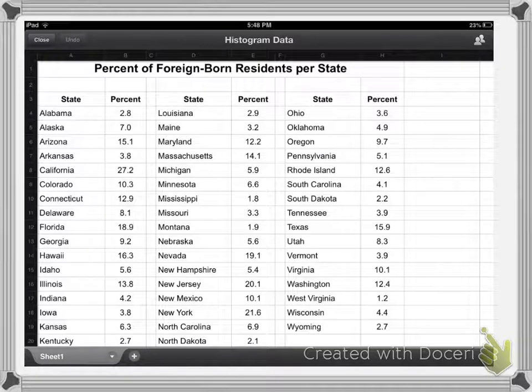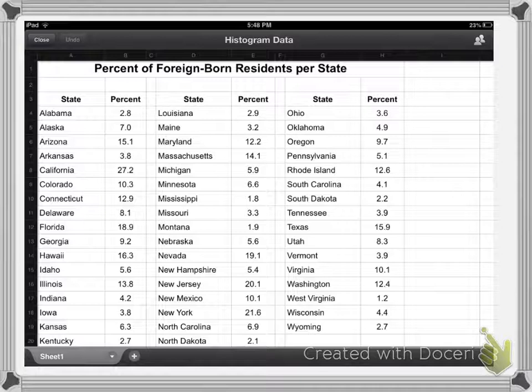This gives you, as you can see, the percent of foreign-born residents per state. So we've got all 50 states listed and then the percents of their residents who are from other countries. And we are going to create a histogram using this data.